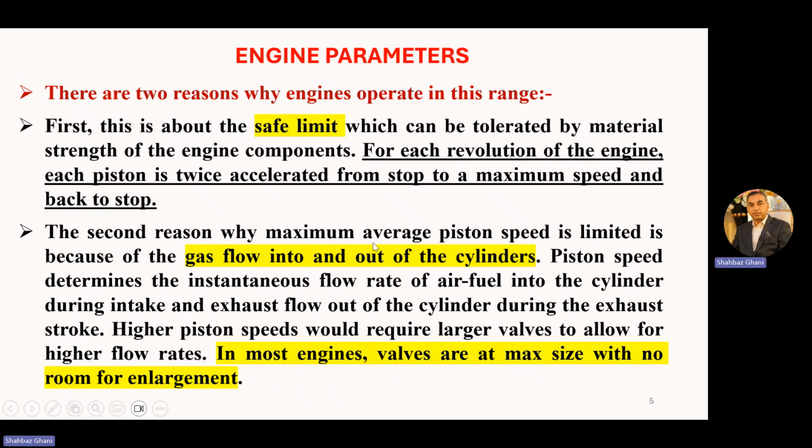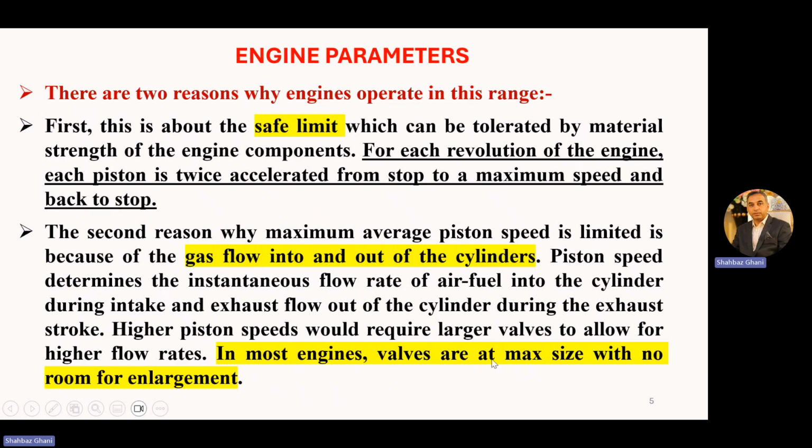The second reason why maximum average piston speed is limited is because of the gas flow into and out of the cylinder. So the volume coming in and the volume going out of the cylinder is the second reason to have this range. Piston speed determines the instantaneous flow rate of the air-fuel mixture into the cylinder during intake and exhaust flow out of the cylinder during the exhaust stroke. Higher piston speed would require larger valves. Which valves? Larger intake valves, to allow for higher flow rates.